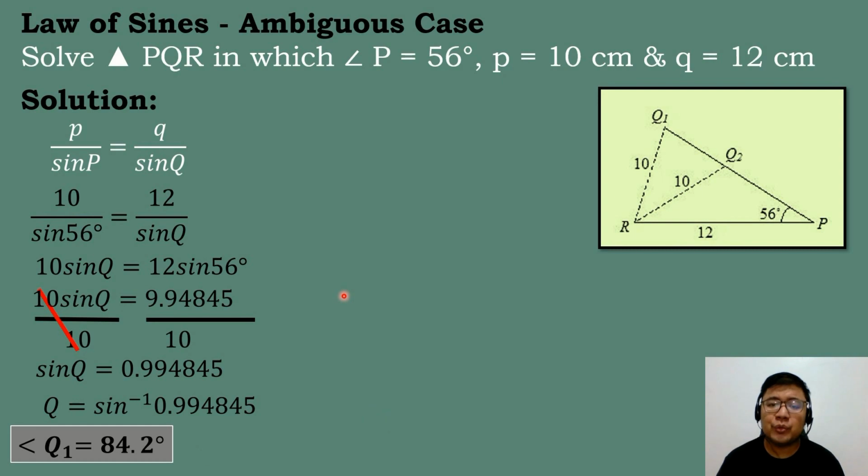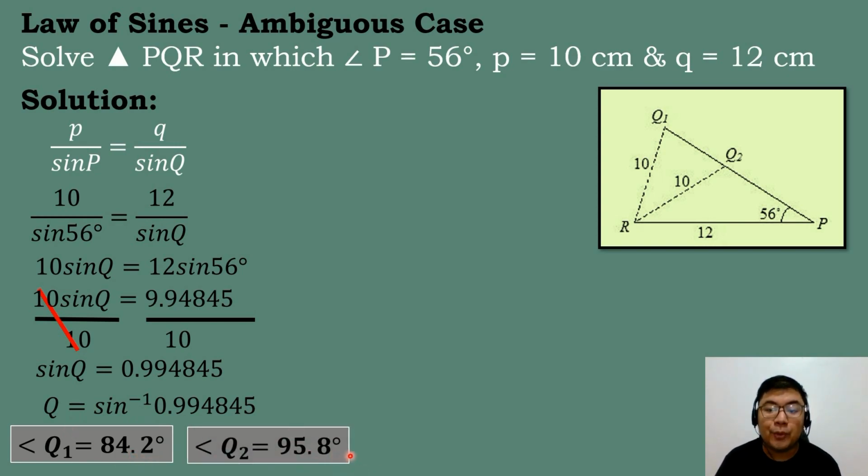Now, the calculator won't tell you this, but sine 95.8 degrees is also equal to 0.994845. So how can we discover the measure of angle Q sub 2, the 95.8 degrees? We simply subtract 84.2 degrees from 180 degrees, and that is 95.8 degrees. Therefore, the measure of angle Q sub 2 is equal to 95.8 degrees.